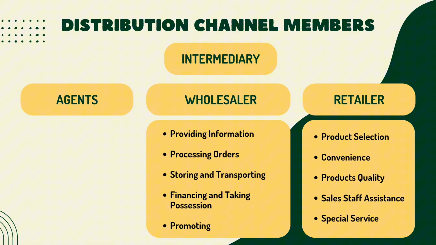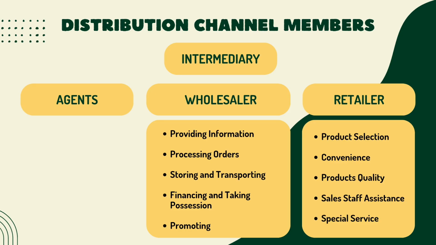Another example of an intermediary is retailers. It is a store or another business that sells directly to the final users. There are also 5 ways of serving the customers. First, we have product selection, in which retailers offer customers a choice. This means they stock the same type of product in different variations, such as sizes, styles, and brands.